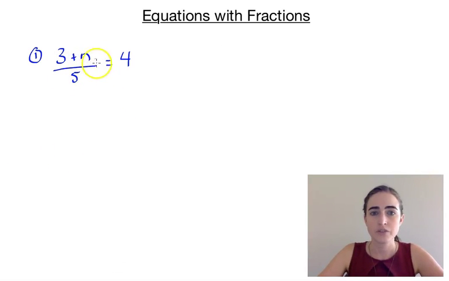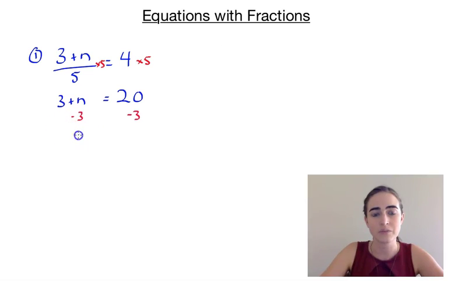The first thing we're going to do in this one is get rid of this divided by 5. To do that, we're going to multiply both sides of the equation by 5, and we'll end up with 3 + n is equal to 20. Then we've got to get the n on its own, so we'll subtract 3 from both sides, and we'd end up with n equals 17.